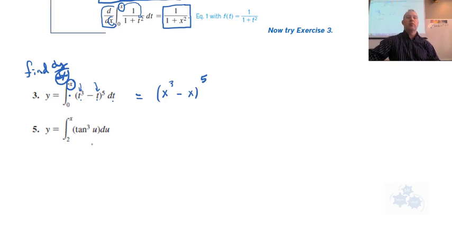So what do you think 5 would be if we're finding the derivative here? Doesn't matter what this 2 is, as long as this is an x, we know what to do. Okay? So we put that x in there, and that should be tan cubed of x.